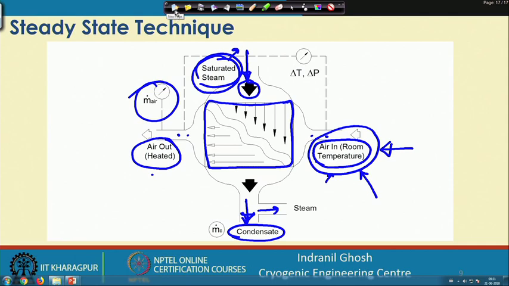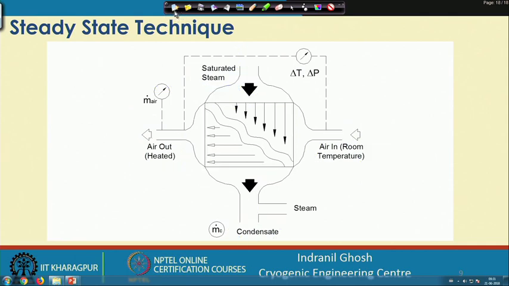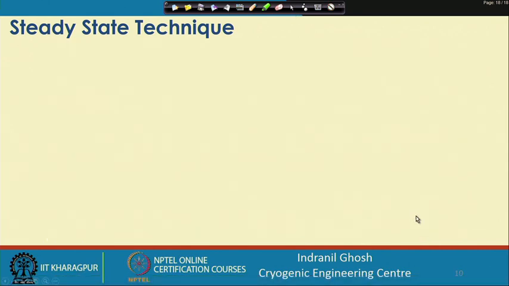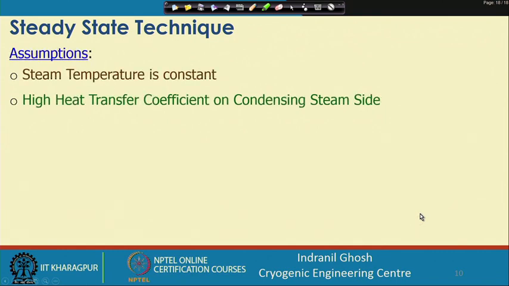And finally, we have to calculate the dimensionless form of the heat transfer coefficient. Now, if we go into the theoretical part of this steady state technique, we will find that this is based on certain assumptions. The assumptions being that the steam temperature is constant and there is a high heat transfer coefficient on the condensing steam side. So, these are the two basic assumptions we make in the steady state technique.